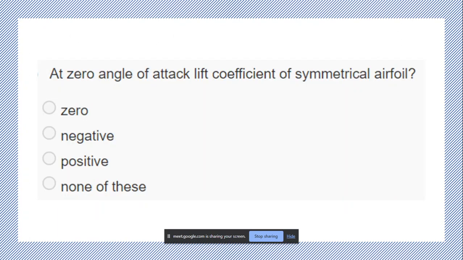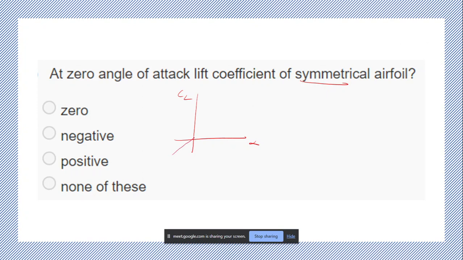Okay. So the next question is, at zero angle of attack, what is the lift coefficient of a symmetrical airfoil? We have discussed this several times. This is the CL versus alpha curve. So for a symmetric airfoil, how will the line look? At zero angle of attack, the lift coefficient of a symmetric airfoil will be? 0.